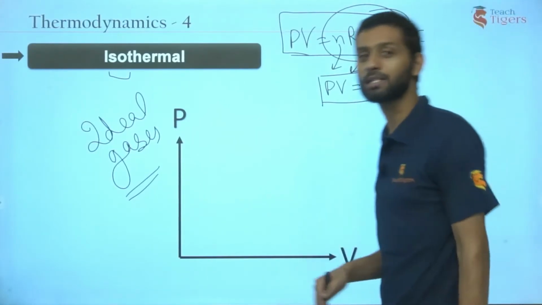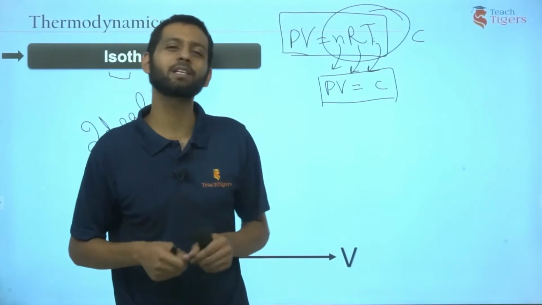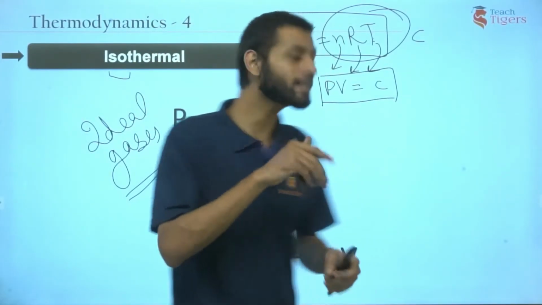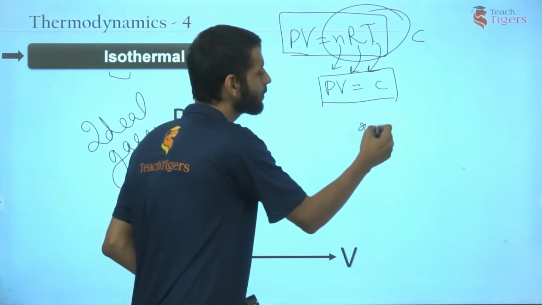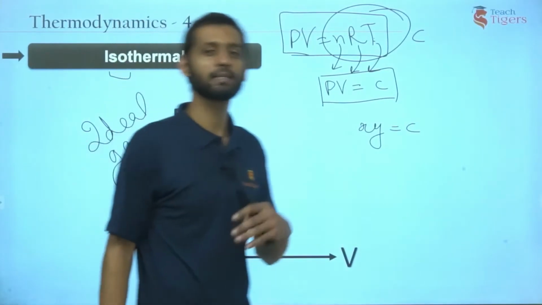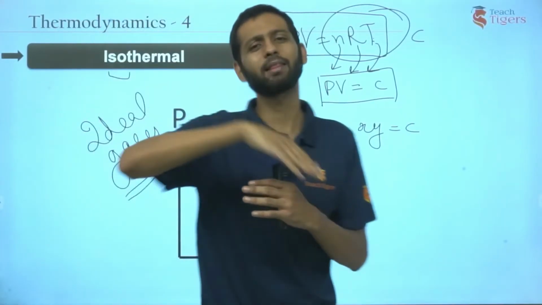Now this equation you will come across in mathematics. This is a very well-known equation of a hyperbola. If you can't relate to it, you will see this equation xy equals constant. Hyperbola, it exists both in the first quadrant and the third quadrant.